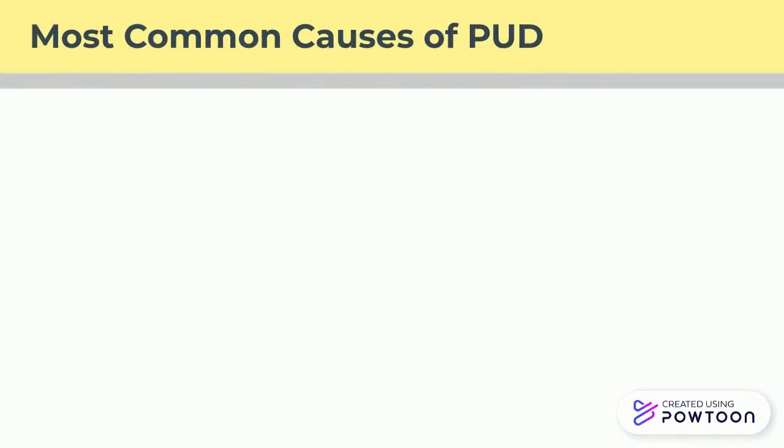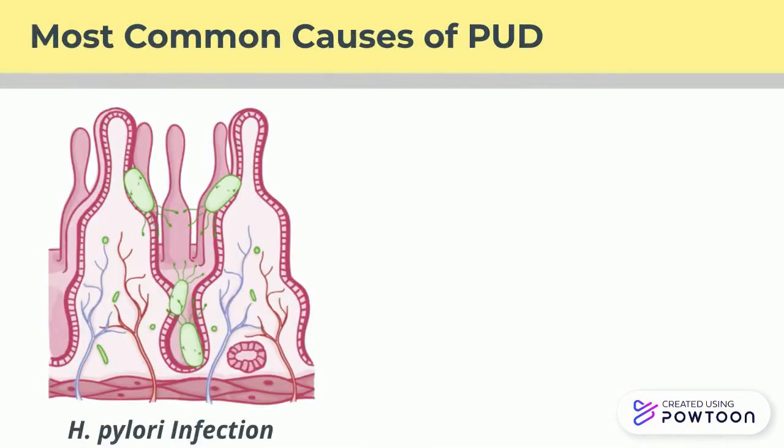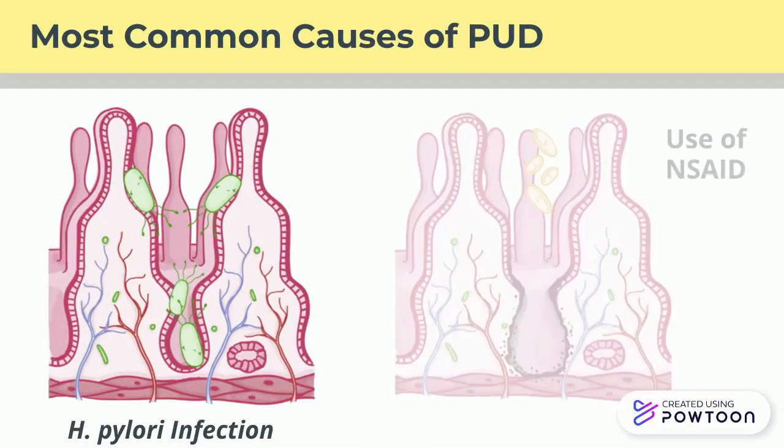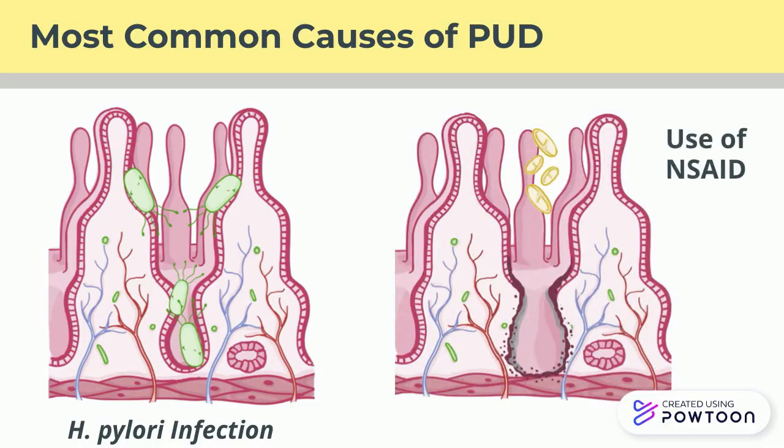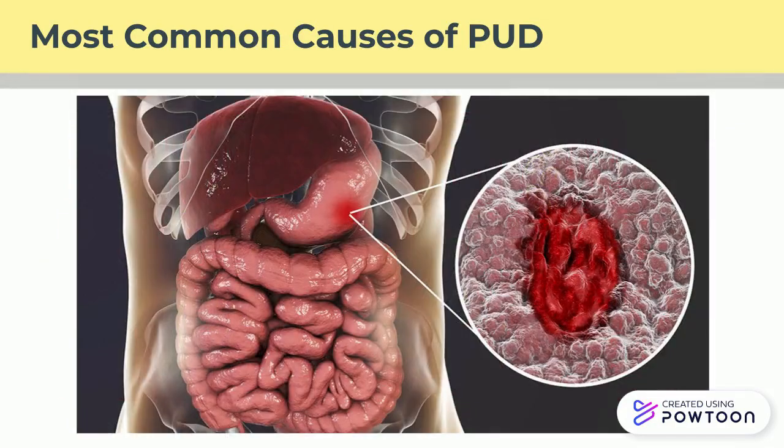The two most common causes of PUD are Helicobacter pylori infection and the use of nonsteroidal anti-inflammatory drugs, or NSAIDs. Ulcers produced by H. pylori infection and NSAIDs in the GIT result from disrupted homeostasis between factors that break down food, such as gastric acid, pepsin, H. pylori, and NSAIDs, and those that promote mucosal defense and repair.